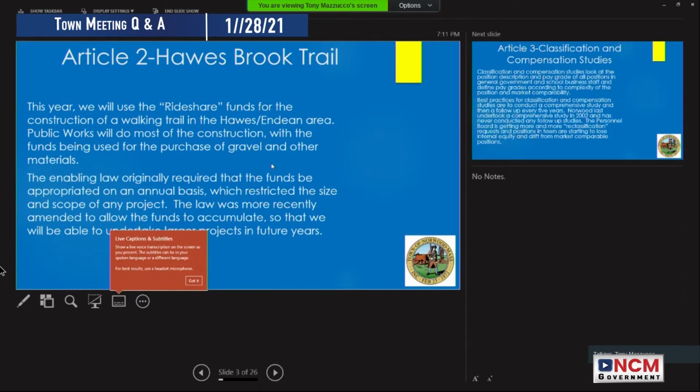It can be used for road repairs, for instance, but at $19,000 to $20,000 a year, that doesn't really get very much done for road work. So we're trying to look at different sustainability initiatives and different nice things we can do with the funds. This would allocate that for a walking path around the Hawes Brook area. Questions on Article 2?